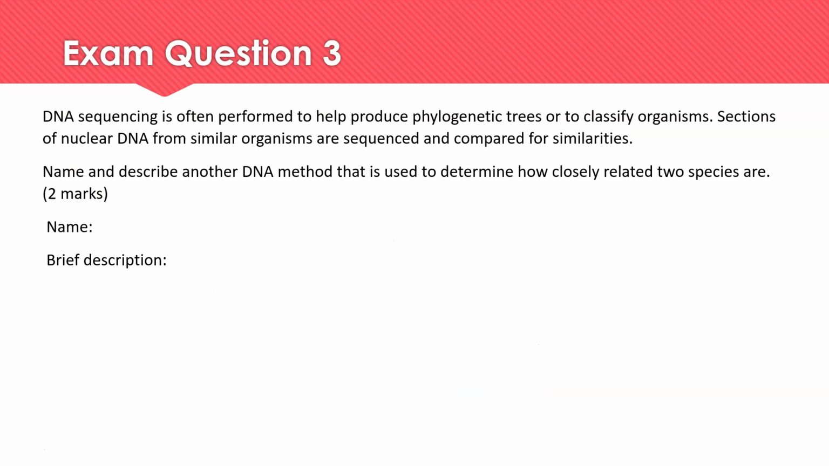Here we have exam question 3. It says DNA sequencing is often performed to help produce phylogenetic trees or to classify organisms. Sections of nuclear DNA from similar organisms are sequenced and compared for similarities. Name and describe another DNA method that is used to determine how closely related 2 species are. It's 2 marks and you need to give the name and a brief description. So you can pause the video, have a think, write down your answer, and then check it against the video linked in the description box below.